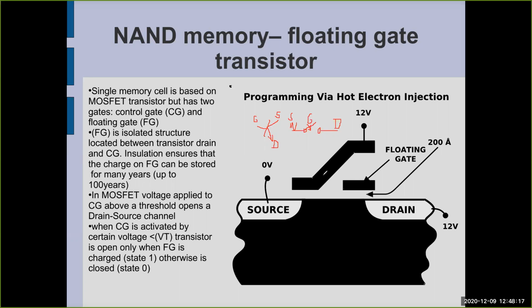So this is what happens when I have a standard transistor. I have drain, source, and here I have the gate, and the voltage is here. But here you can see that there is something which is called a floating gate. The floating gate is an element which is not directly connected to the gate and is not directly connected to this part.